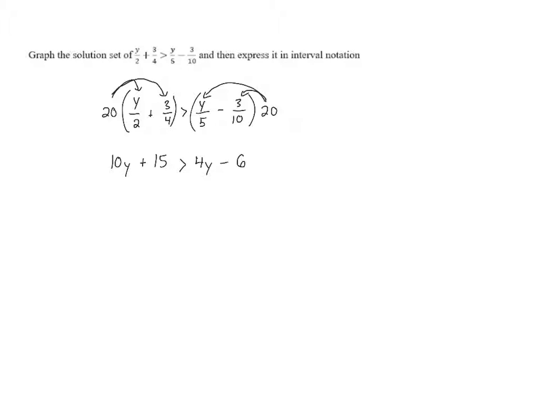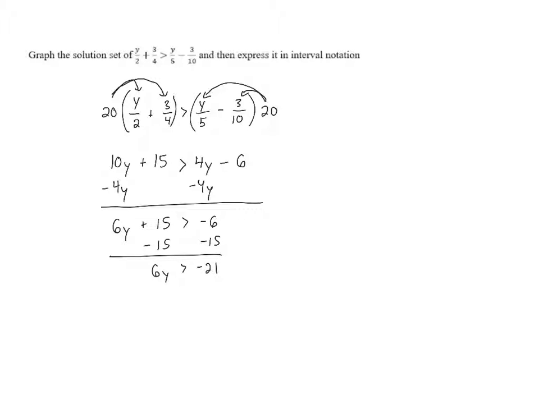We need to eliminate one of those, and the easiest way to do that is to subtract 4y from both sides. Once we've done that, on the left we've got 6y plus 15, and then that's going to be greater than negative 6. Now we can get rid of that 15 by subtracting 15 on both sides. This leaves us with 6y is greater than negative 21.